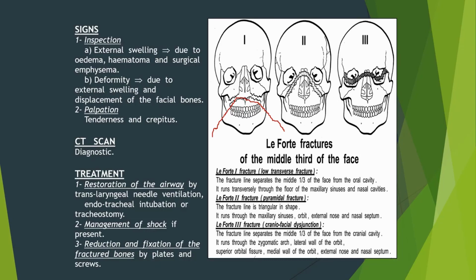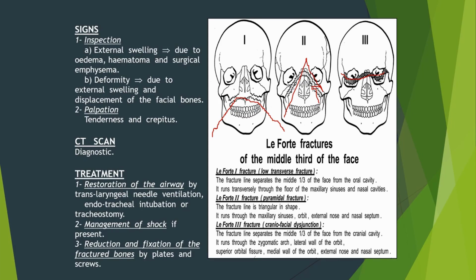Le Fort 2, the fracture line is triangular in shape. It runs through the maxillary sinus, orbit, external nose, and nasal septum. While Le Fort 3, the fracture separates the middle third of the face from the cranial cavity. It runs through the zygomatic arch, lateral wall of the orbit, superior orbital fissure, medial wall of the orbit, external nose, and nasal septum.